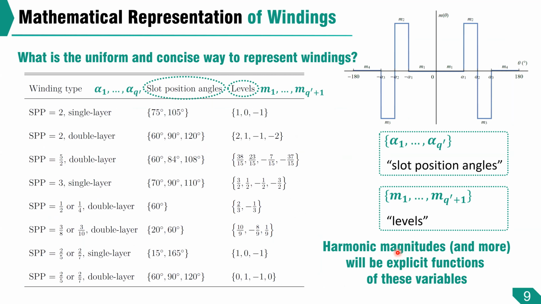By taking advantage of those similarities, we came up with a way that is uniform and very concise to represent windings. We use 2 lists of variables. One is the slot position angles, for example, alpha 1, alpha 2, and alpha 3. The other are levels. Here, M1, M2, M3, and M4. Then we'll show how the harmonic magnitudes, the winding factors, can be written out as function of these quantities.